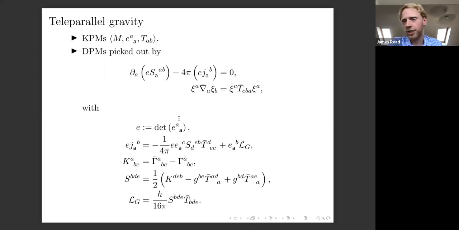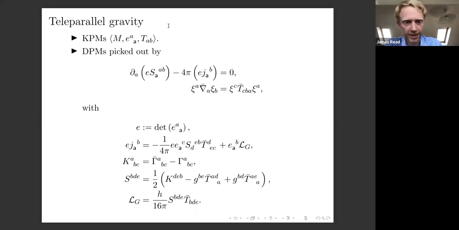Then using the tetrad and using the Weitzenbock derivative operator, I can write down this theory. Here's how people normally present teleparallel gravity. Obviously not as elegant as general relativity, but it's still a legitimate theory, so we should consider its implications.